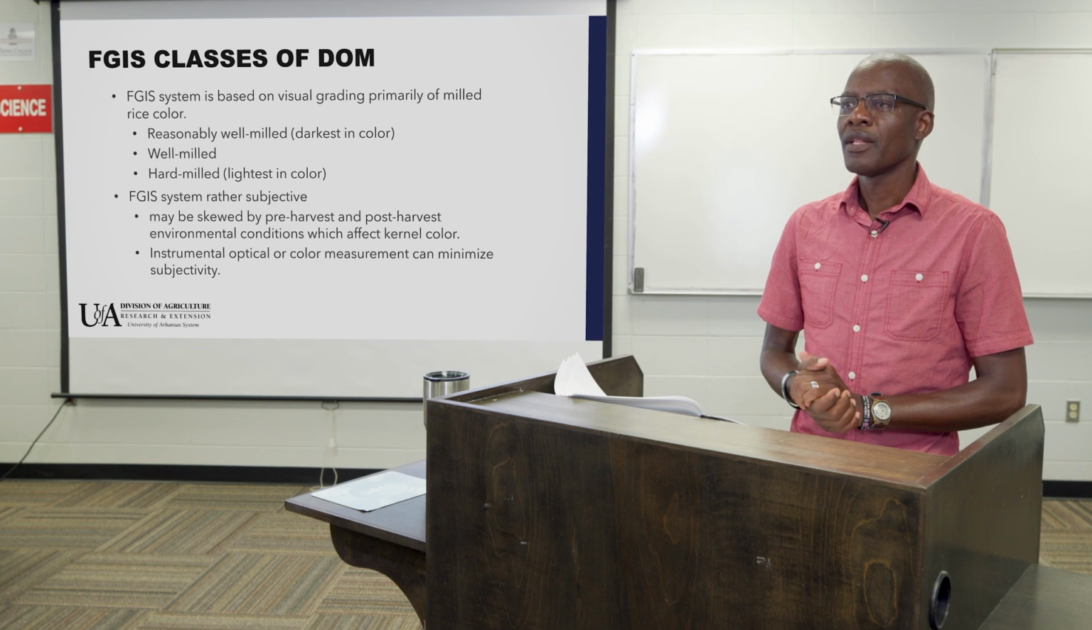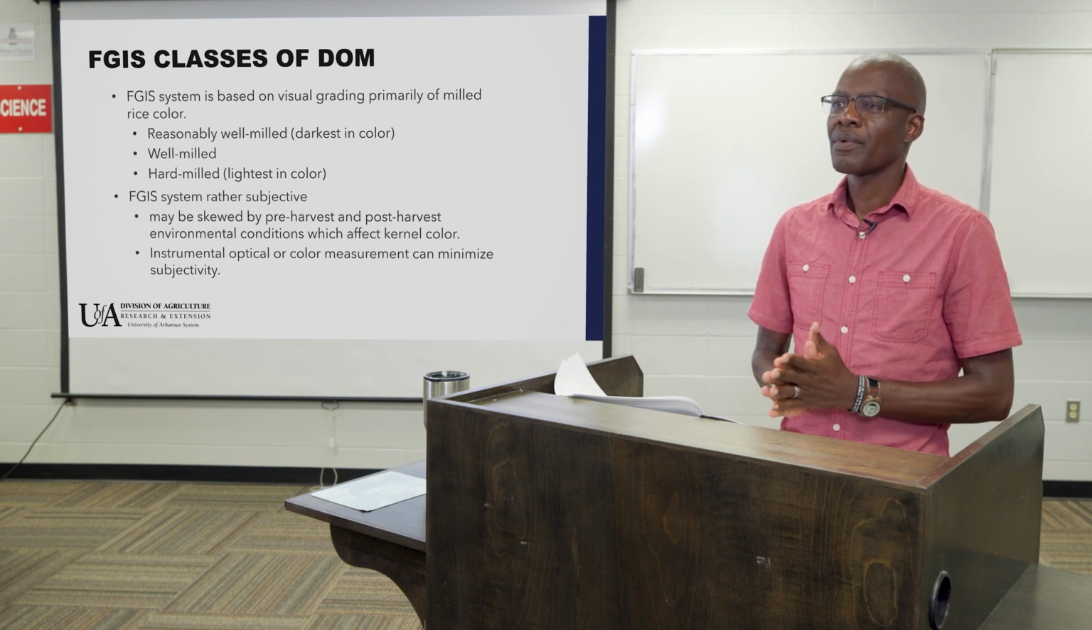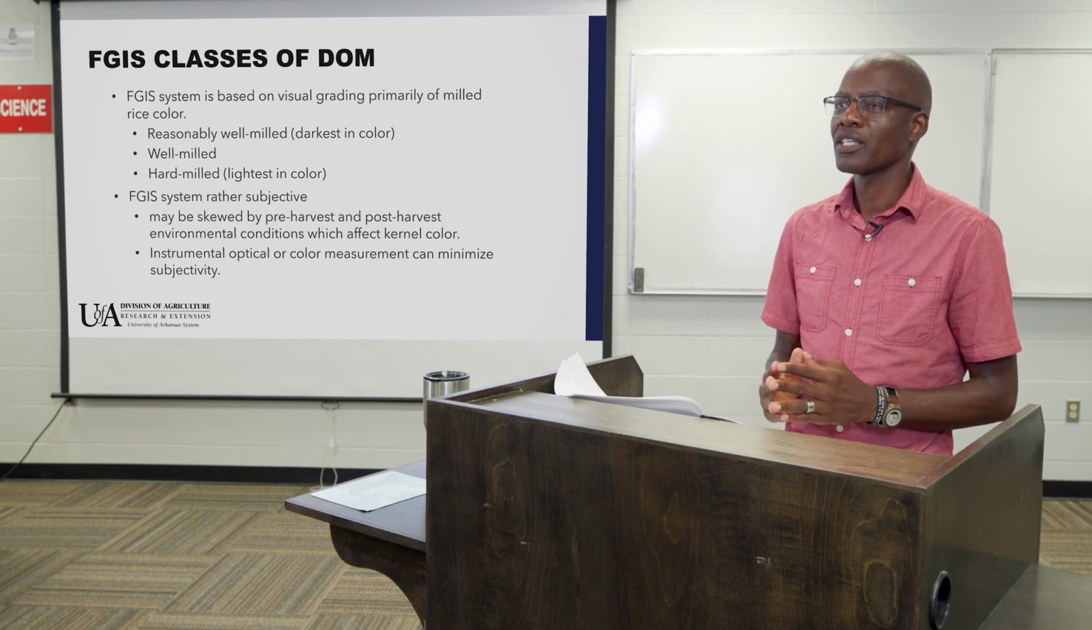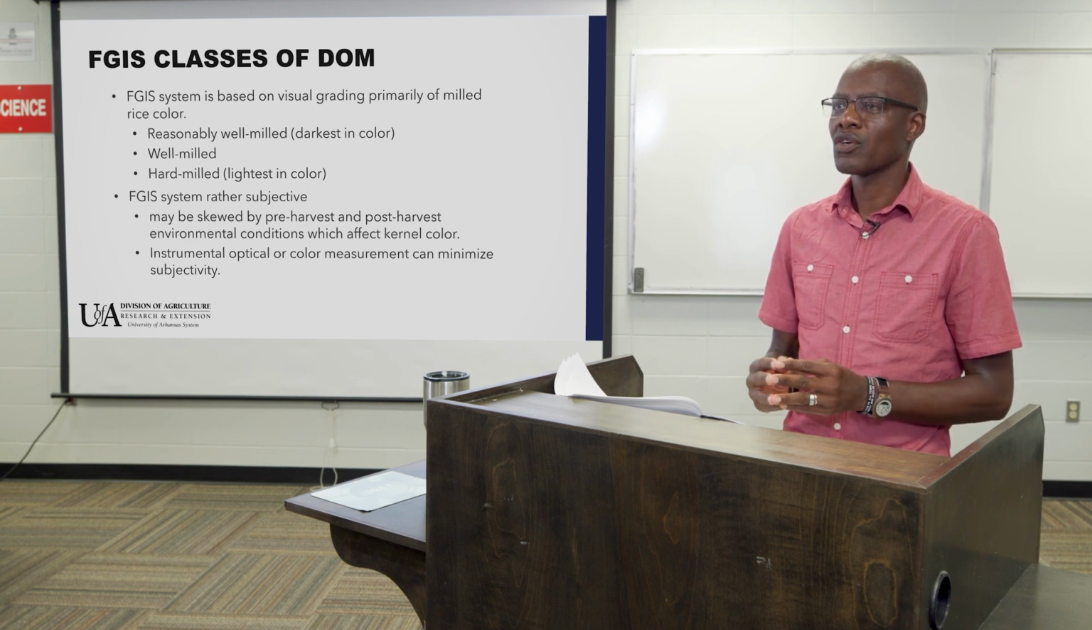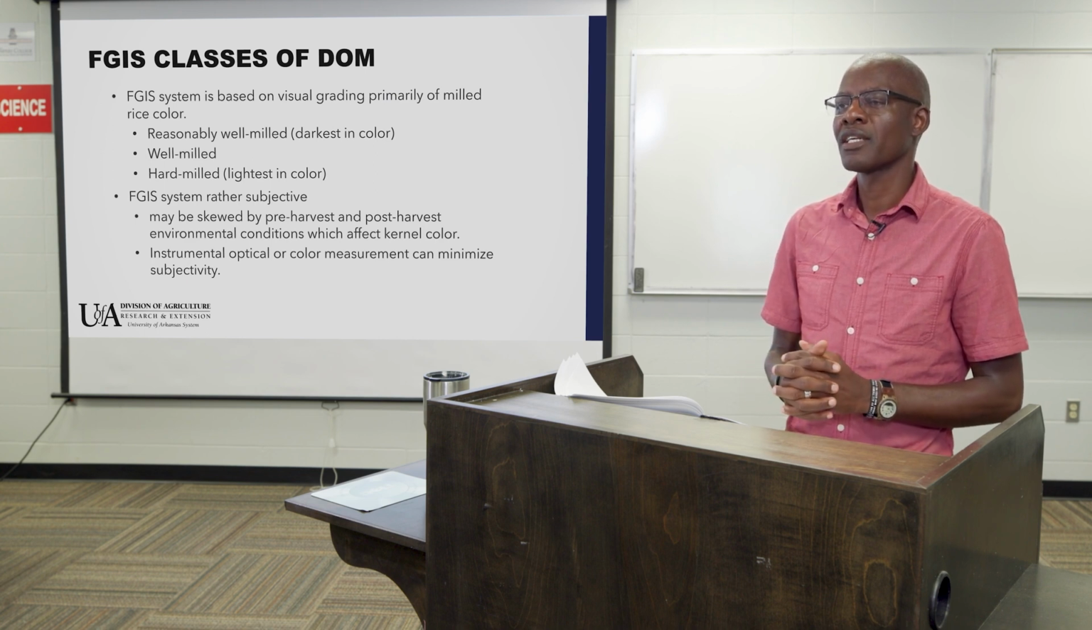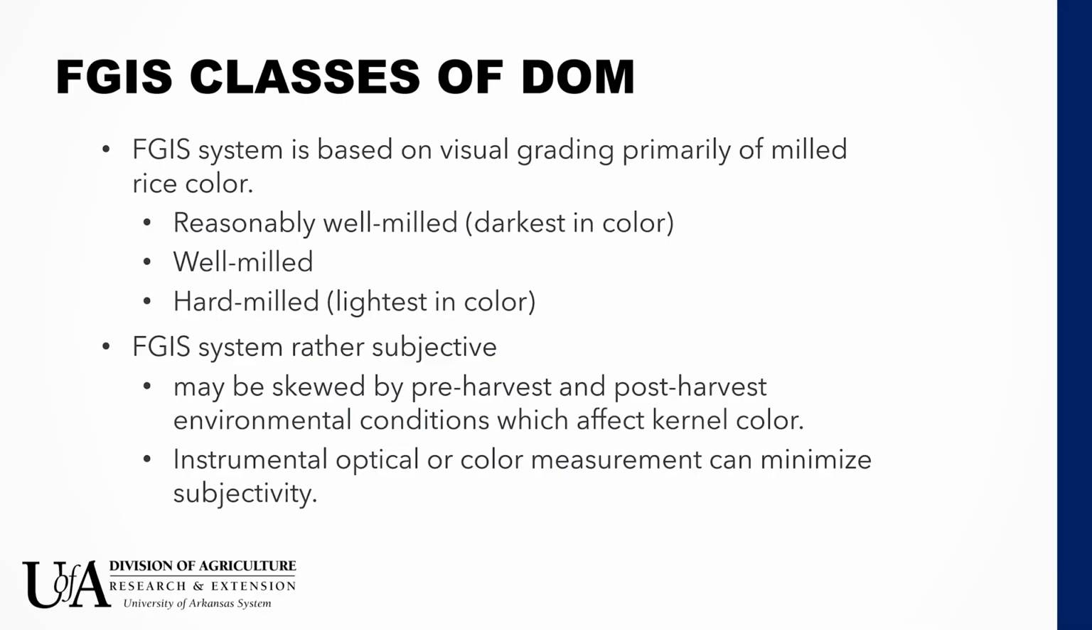Now, there's the FGIS classification of the degree of milling, the Federal Grain Inspection Service. They classify primarily based on the milled rice color. And they have three categories of classification, which are based off of their standard estimation chart. The first category there is the reasonably well milled, and that is when we still have a darkish color of the rough rice surface. As we would expect, before we remove the bran, it will look slightly darker. But the more we remove that bran, we tend towards the white part, which is the endosperm.